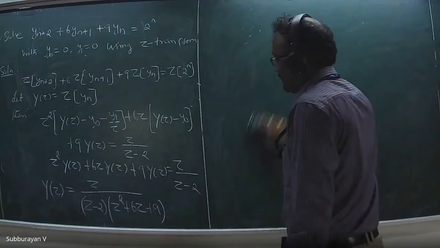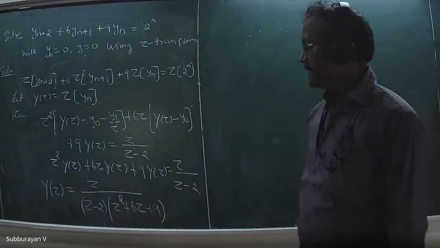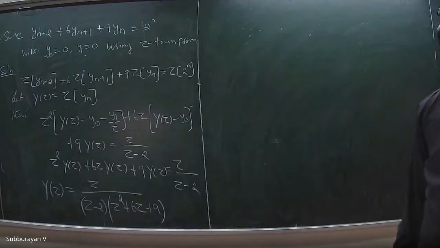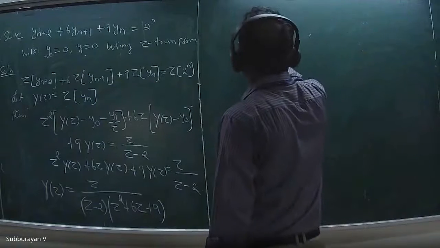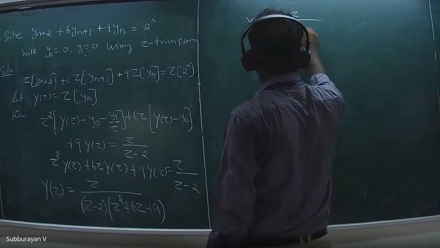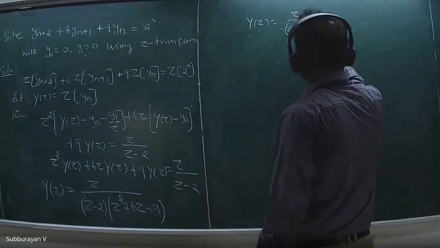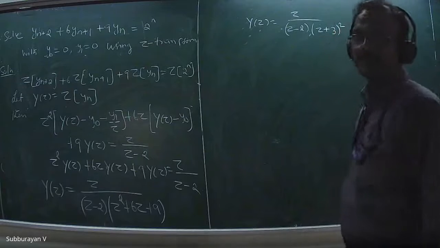Please factorize the polynomial. What is z square plus 6z plus 9? Z plus 3 whole square. Therefore our Y(z) is z divided by z minus 2 into z plus 3 whole square.